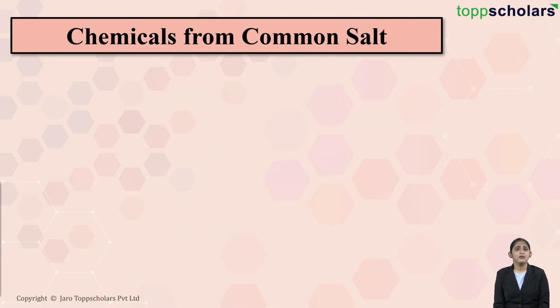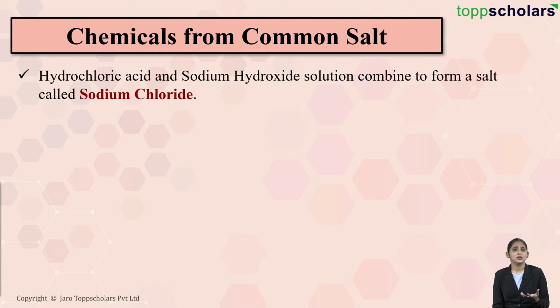Now friends, if we talk about common salt, right? Common salt is nothing but sodium chloride, right? Sodium chloride is formed by the reaction between a strong acid and a strong base. Which is the acid that is used? Hydrochloric acid, and which is the base that we use? Sodium hydroxide. Which means that if we take hydrochloric acid and react it with sodium hydroxide, it results in the formation of neutral salt, that is sodium chloride.